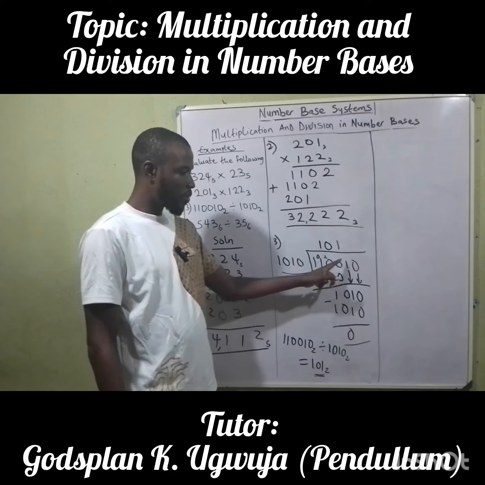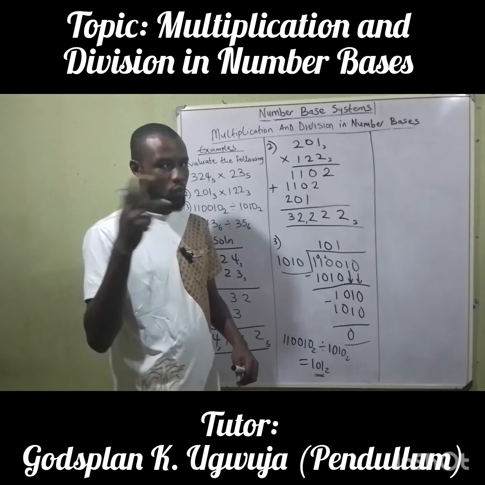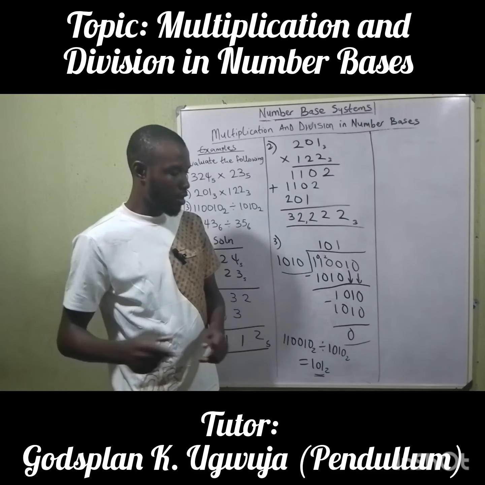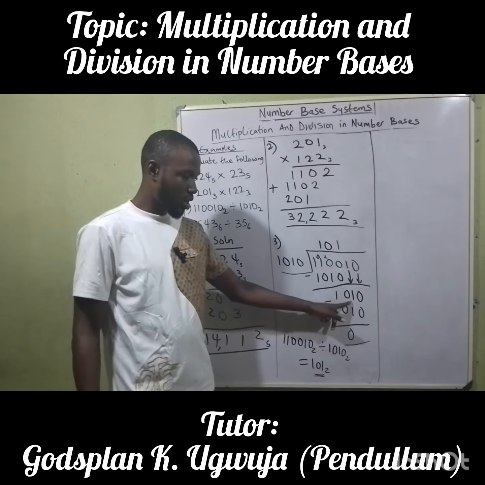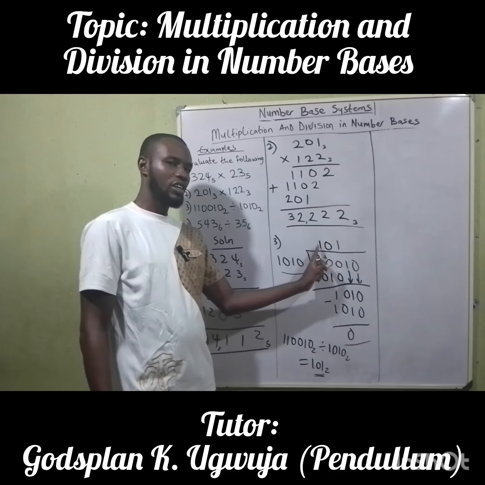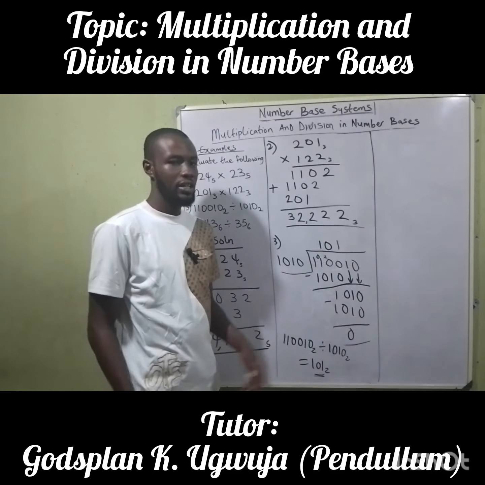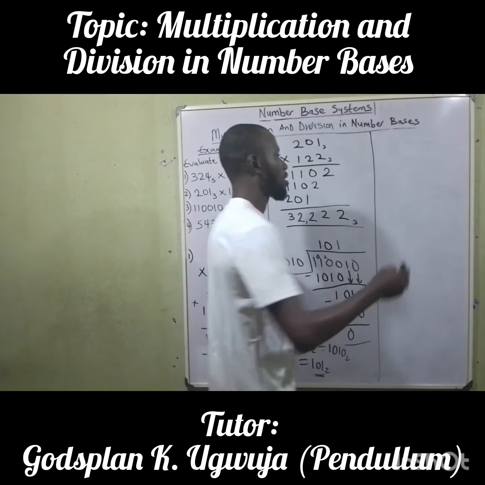Right? So remember, when you bring down digits, we bring them down one by one. So you bring down this first one. If you look, this cannot divide this. You add your 0 before you bring down the last digit, and then you divide. Very important that you take note of that.